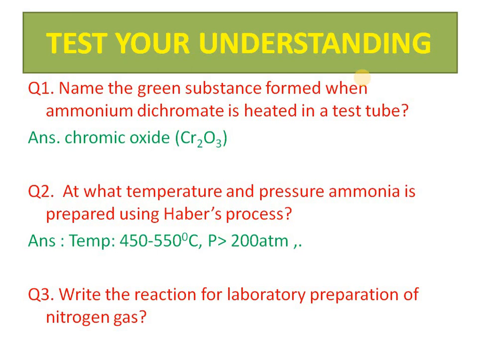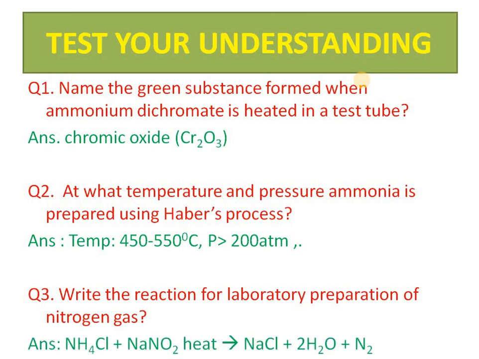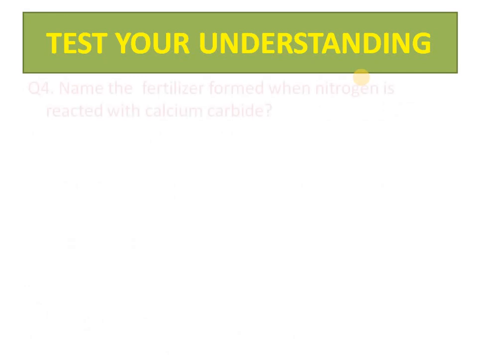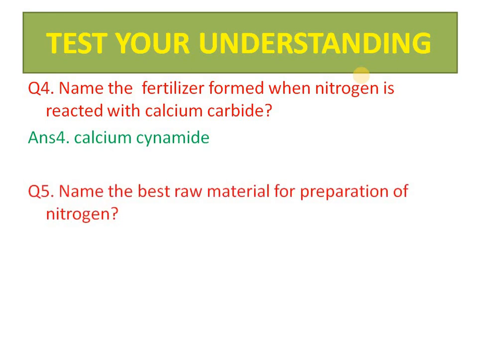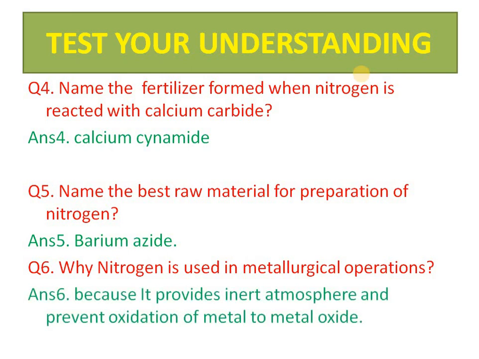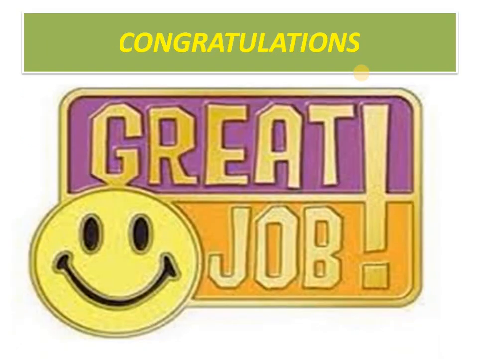Next, the reaction for lab preparation of nitrogen gas. So we know the reaction: ammonium chloride plus NaNO2 on heating gives rise to NaCl, water and nitrogen. So let us take up the fourth question. The fertilizer formed when nitrogen reacts with calcium carbide. That was a very important fertilizer, calcium cyanamide, CaCN2. Name the best raw material for preparation of nitrogen: it is barium azide. And nitrogen is used in metallurgical operations because it provides an inert atmosphere and prevents the oxidation of metal to metal oxide. So hopefully you have given the right answers.